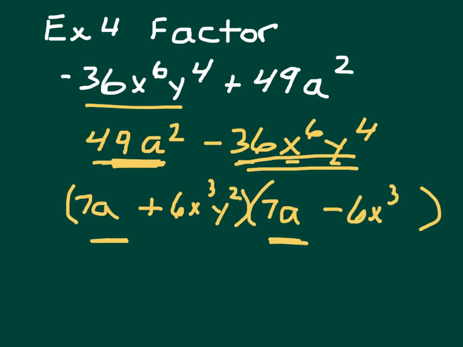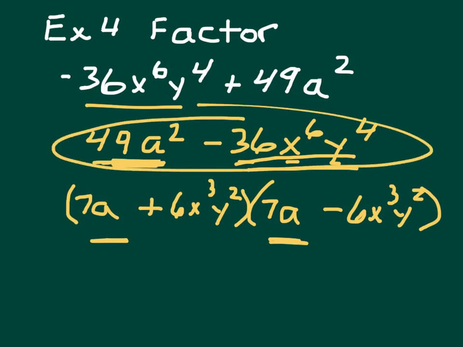Y squared. And if you FOILed this, you would find out that it checks out. So this is called factoring the difference of two squares.